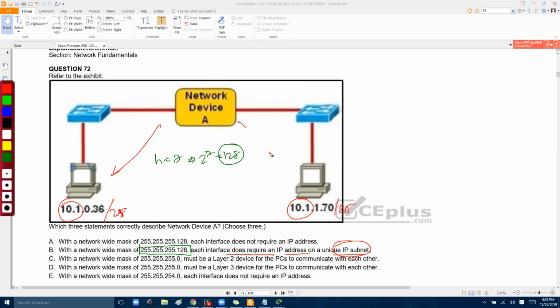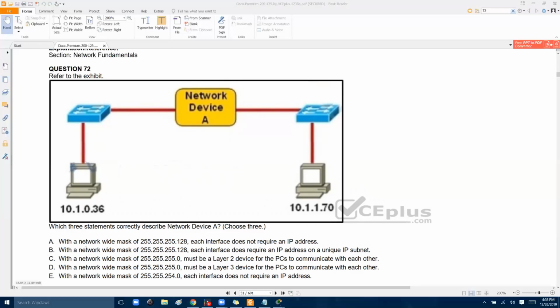Yes, it requires an IP address here. So this device requires an IP address on both sides. So that option is correct. Basically this is the opposite of this one, A and B. Both are opposite answers, so out of these two, any one can be correct. And the next thing is the third option. So this is correct, B.